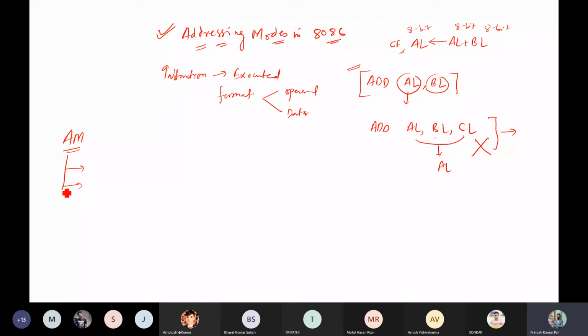In general, we call it register operand addressing. That means if we provide the operand in the form of a register, then that type of addressing mode is called register addressing mode. Another one is where we can directly give the data. It will be immediate.